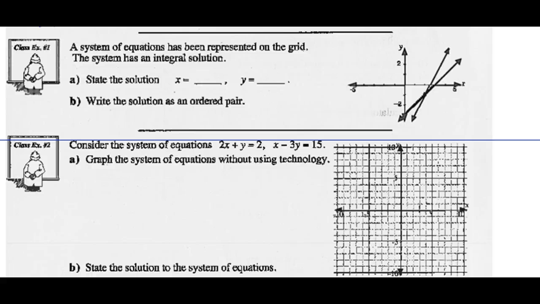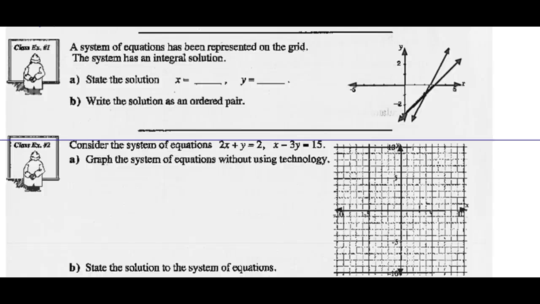So a system of equations has been represented on the grid. The system has an integral solution. Remember, integral has a root word of integer, so it's got values for x and y that are positive or negative whole numbers. State the solution of the system.